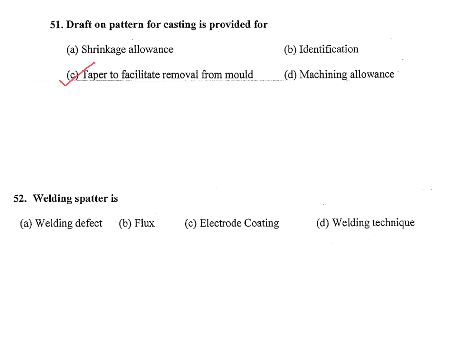Next question. Welding splatter is: A, welding defect; B, flux; C, electrode coating; D, welding technique. Welding splatter is a welding defect. Already discussed this one.